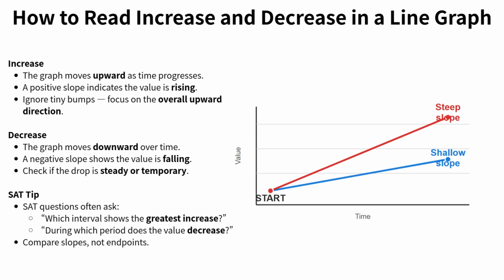On the SAT, you may see questions like, during which interval does the greatest increase occur? Or, in which period does the value decrease? The most reliable way to answer is to compare the slopes of each segment rather than just comparing the beginning and end values. Mastering this skill will make many data analysis questions much more manageable.